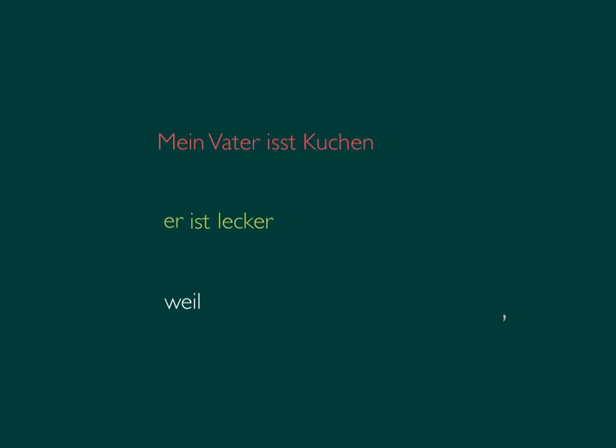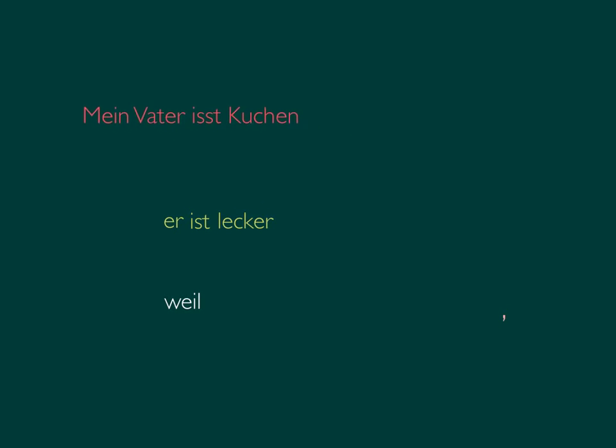So here we have it. We have our main clause, mein Vater isst Kuchen. We have our subordinate clause, ist lecker. And we've got our subordinating conjunction here, weil. Now remember, weil is so vile it makes the verb run a mile. I'll show you how it works.